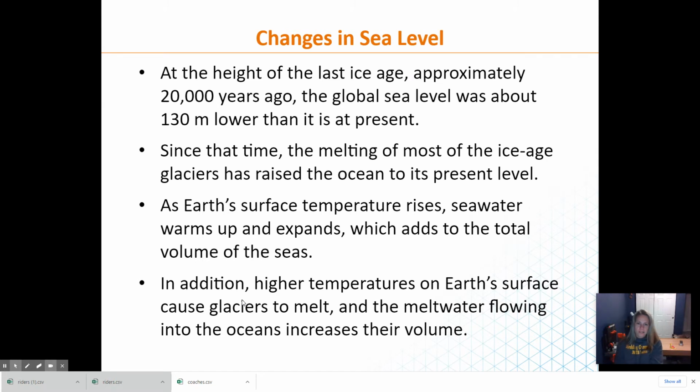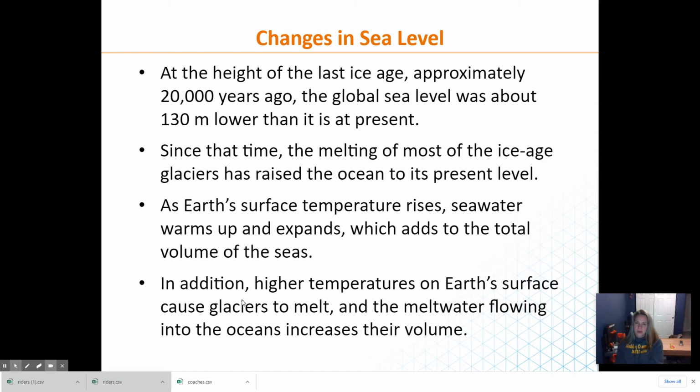So as sea levels rise and fall, we can see shorelines being affected. And remember, we said 50% of people live along the shorelines. So that means that if we have global warming and glaciers melting, then we have some of the population being disturbed. So they're having to move elsewhere.